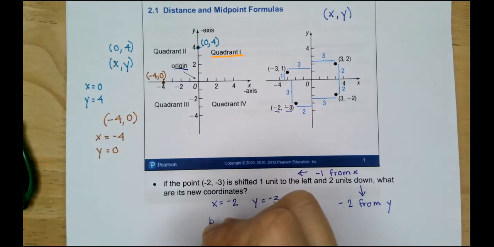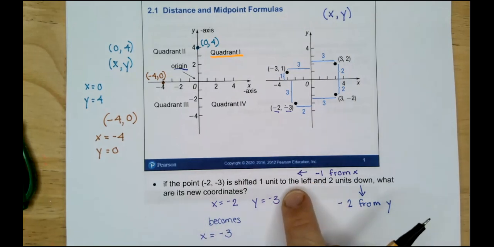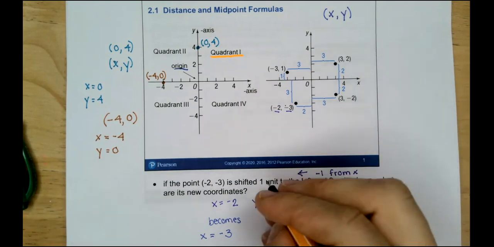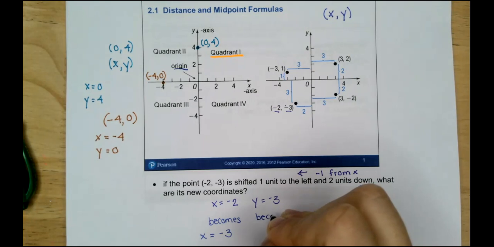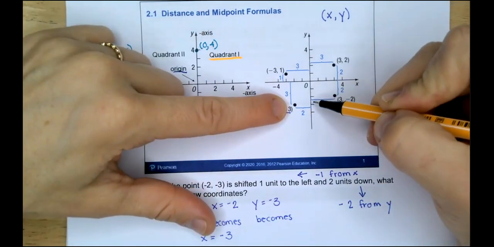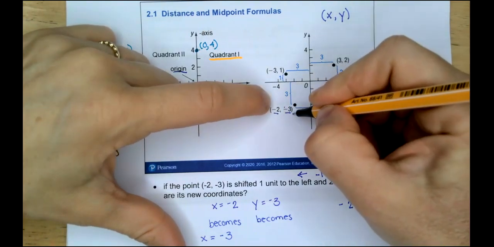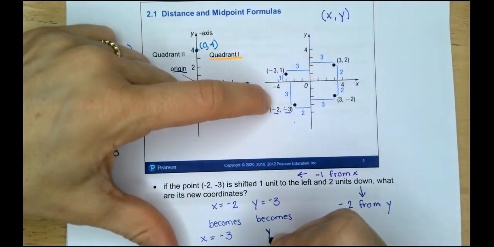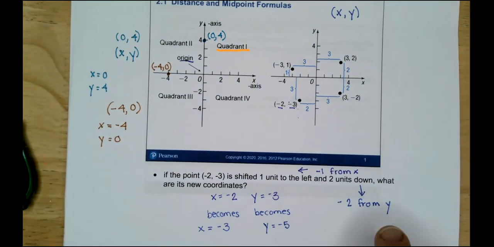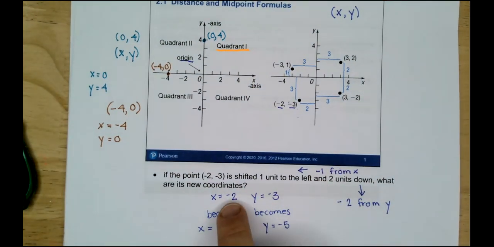-2 becomes -3, because left and right is the x-axis. And then our -3 becomes... -3 is how far I moved it down. 2 units down would become -5. Okay, so you can think about how to do it mathematically.